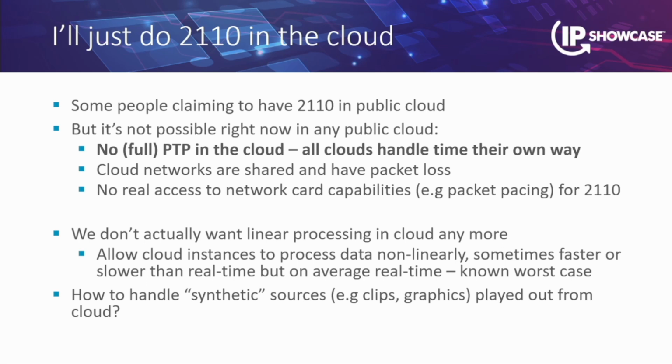But also, 2110 is very linear. It's very lockstep. And actually, in a software world, we may not want to do that anymore. Cloud instances can process data faster than real time, sometimes marginally slower. But as long as, on average, we have a known worst case, and John will really go into the details for this, we can do non-real time processing. We have the other minor complication of synthetic sources, clips, graphics, etc., played out from the cloud. What timing do they use, and how do we reconcile that with the ground?